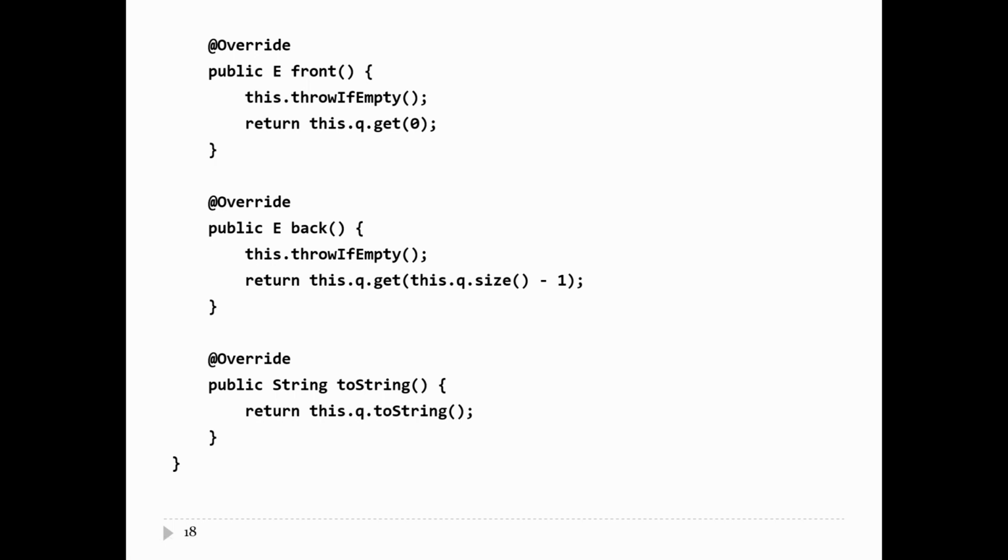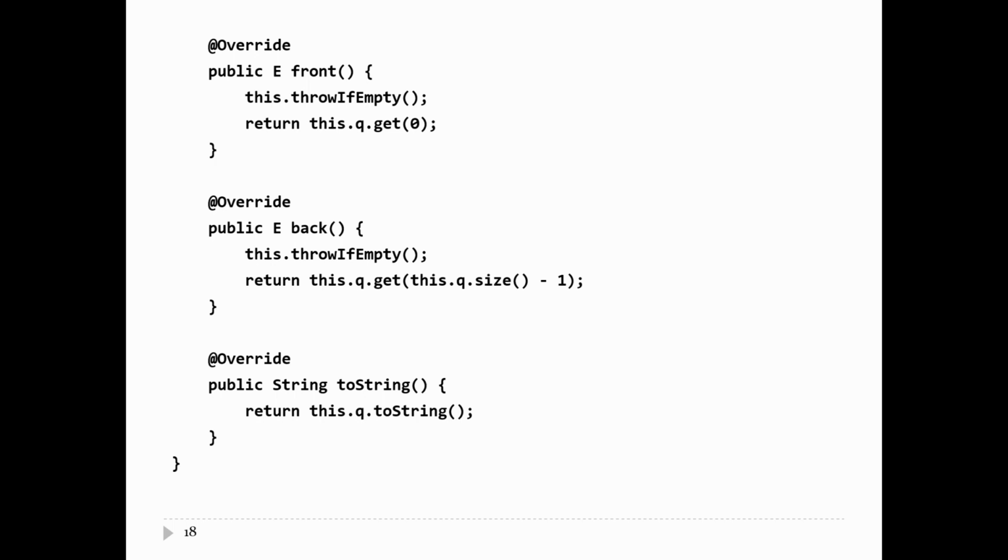Front and back are easy because we have throwIfEmpty. For front, I'm just going to return the first element of the list if it exists. For back, I'm just going to return the last element of the list if it exists. I can get toString, no problem, because our list has a toString method, so I don't have to do anything to implement toString.